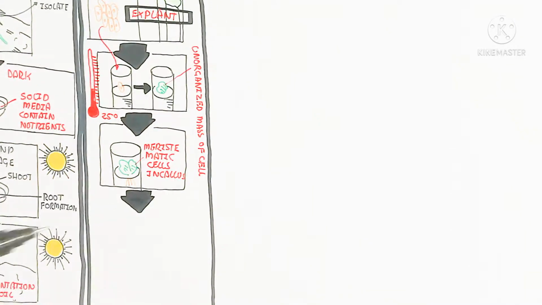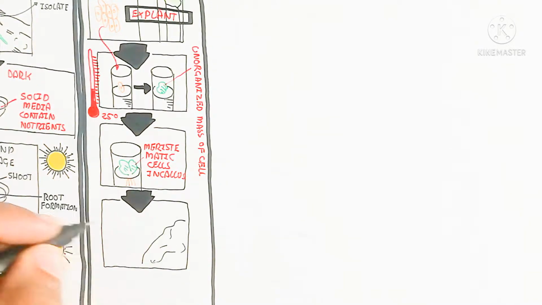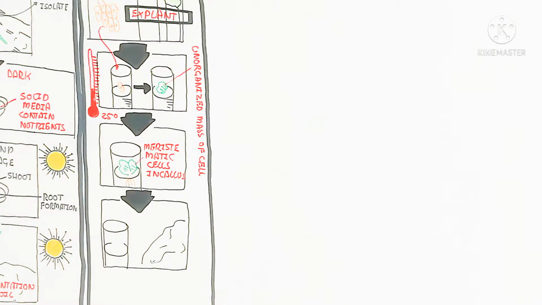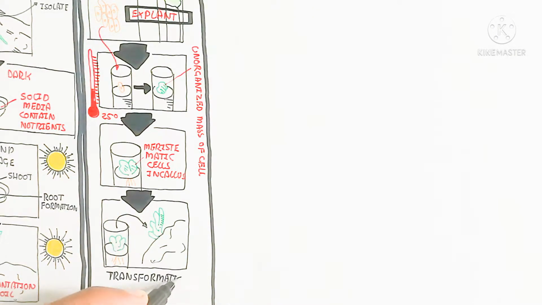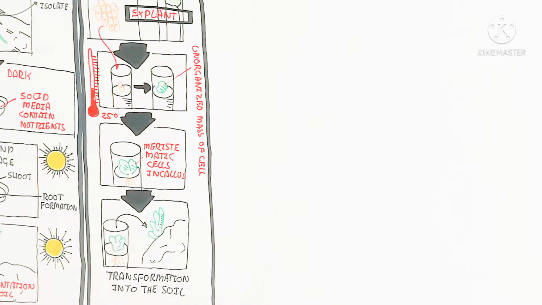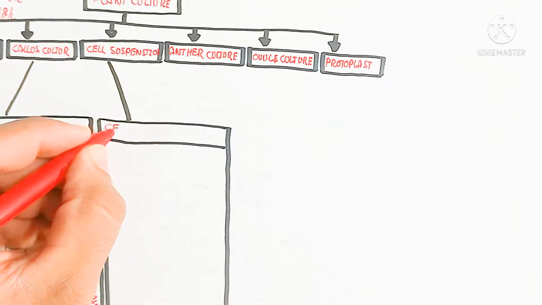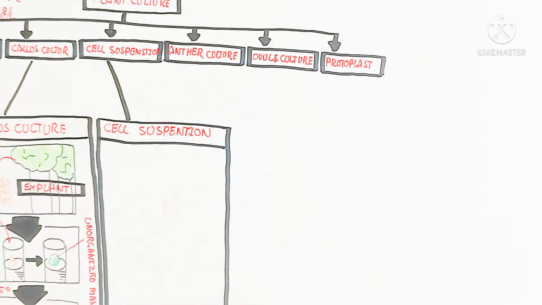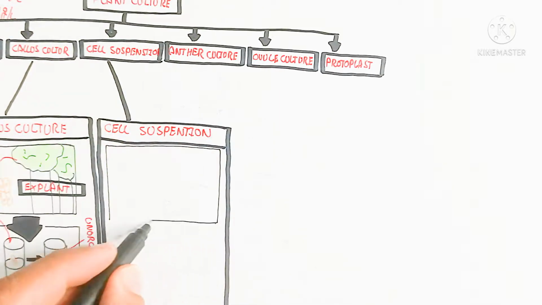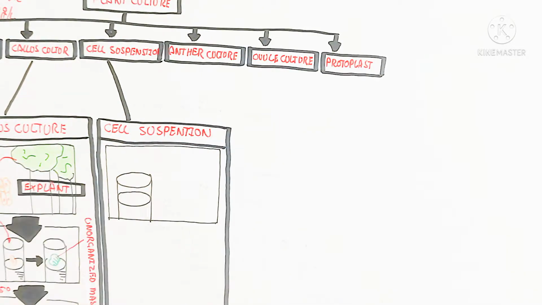Another step is the transformation into the soil. When this meristematic cell in callus formation produces the root and shoot system, we can put it into the soil for further growth. So this was the callus culture. While on the other hand, cell suspension is an important factor. Cell suspension means we will suspend the cells into the nutrient media.